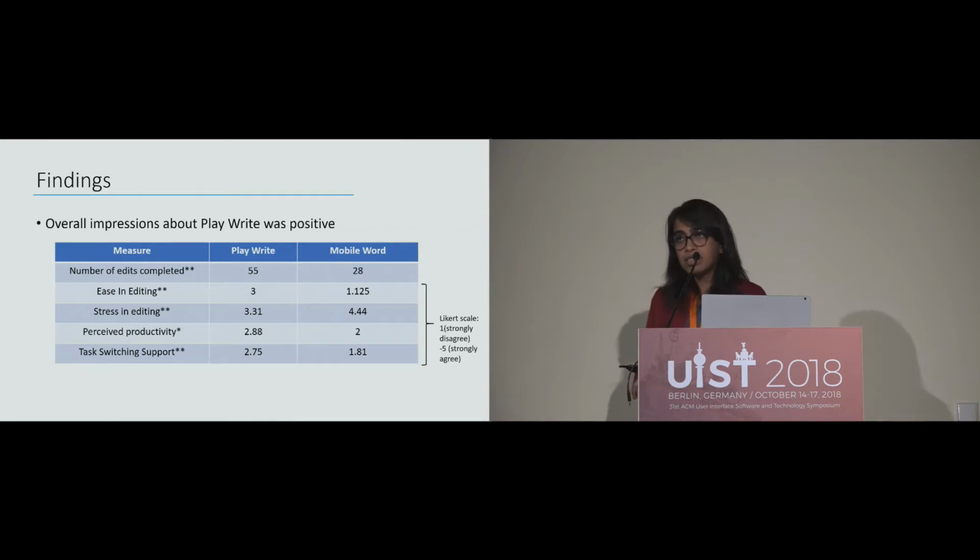People found it easier to edit the documents, or the microtasks, in Playwright compared to mobile Word. They felt less stressed while editing. Perceived productivity, in both cases, people didn't feel that productive, but they felt more productive using Playwright compared to mobile Word. And they also felt that Playwright provided better task switching support because these tasks are so short. Even if you are switching back and forth, it's easy to resume compared to being engaged in mobile Word.